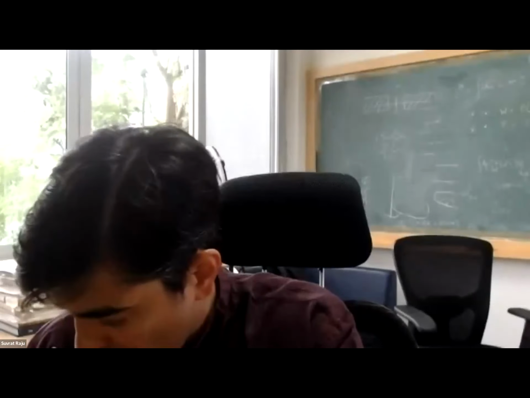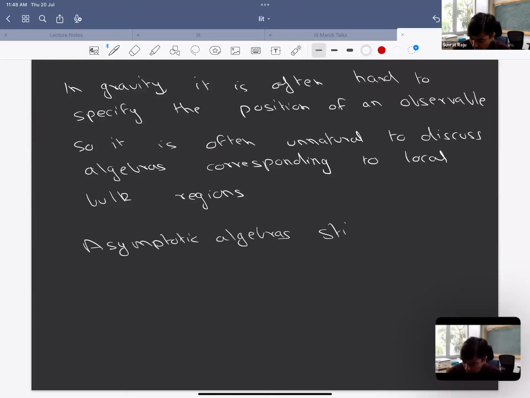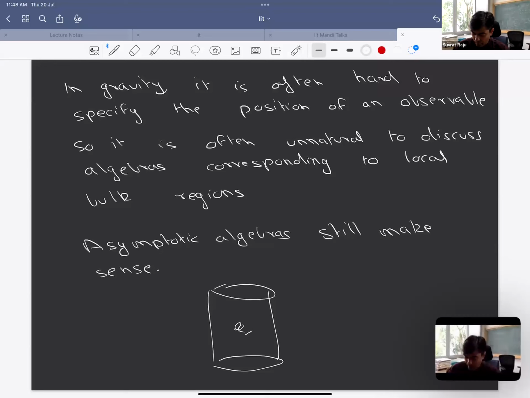Sorry for the interruptions. Apologies for the technical problem. So what I wanted to say was, in a theory of gravity, it's often unnatural to discuss algebras corresponding to local bulk regions. However, it's still possible to discuss asymptotic algebras. And the reason for this is that asymptotically, we often hold the geometry fixed even in a theory of gravity.